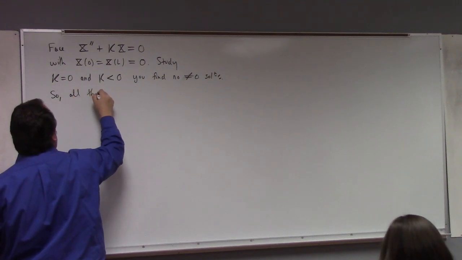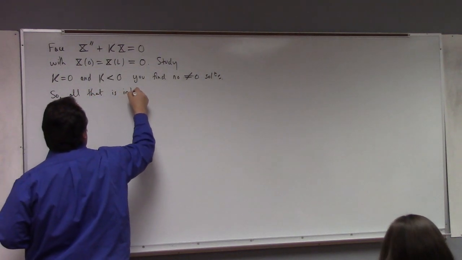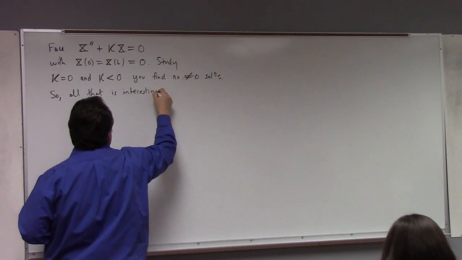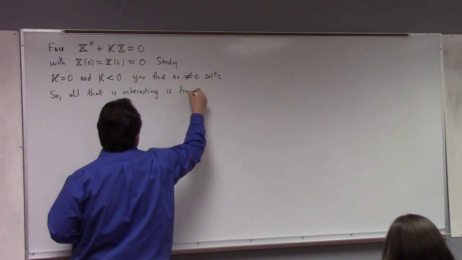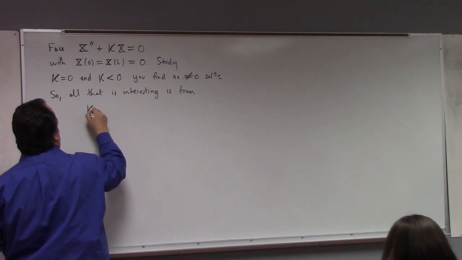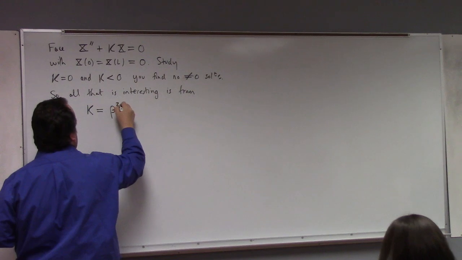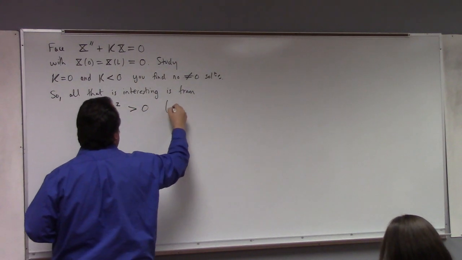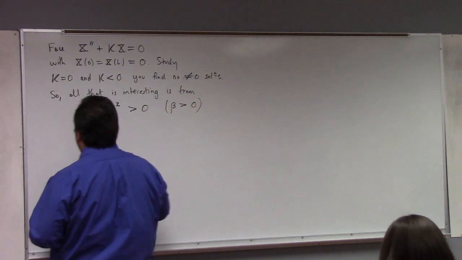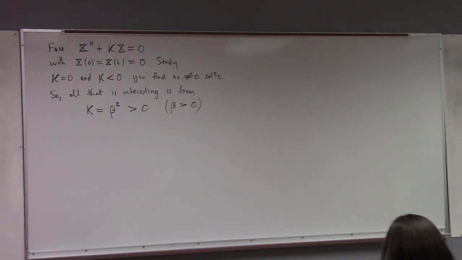All that is interesting is from k equal to beta squared, which is greater than 0. Here I'm assuming that beta is greater than 0. I used gamma last class for this, but I can use beta now because I haven't foolishly used up beta in the definition of the partial differential equation like we did last time. I like to use beta for this.